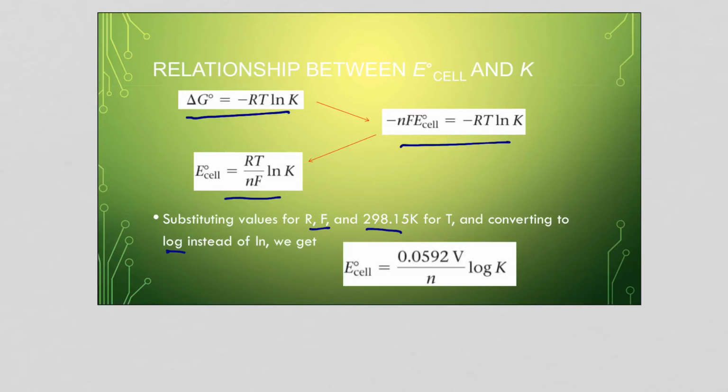If we think about numbers, if we have a K value greater than 1, that's going to end up giving us a positive value for the cell potential. So we have these indicators in line: if a process has a positive cell potential, it should have an equilibrium constant greater than 1, and vice versa. And also, of course, it should have a negative change in free energy.